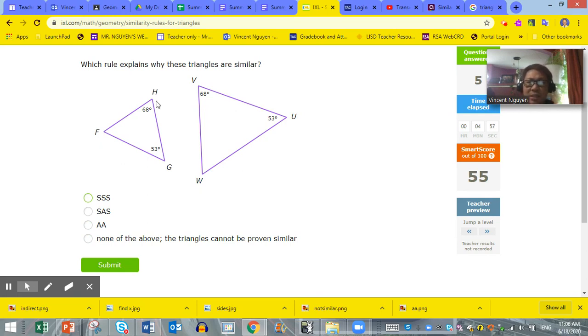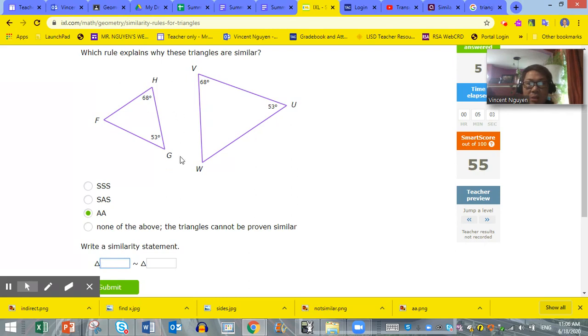Okay. 68 and 53, so it's AA. And then now we have to name them. Here's the thing: you can do it any way, but I usually start with the unmarked, and then the smaller one, and then the larger one. So I can do unmarked.